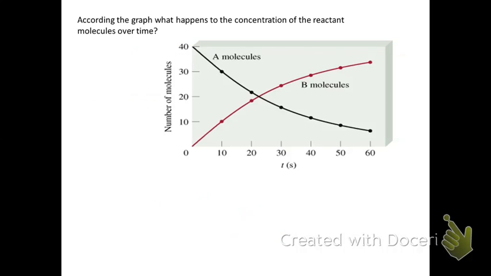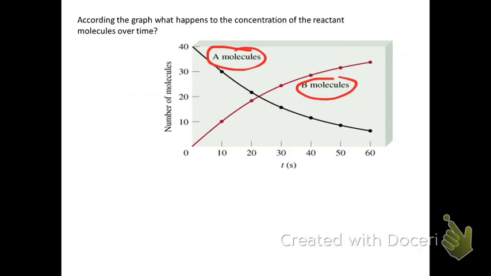So first of all, what we're going to do is look at this graph. This is a rate graph. Very common in chemical kinetics to see a graph like this. And our question is, according to the graph, what happens to the concentration of the reactant molecules over time? Okay? So, first of all, you're going to have to identify which one of these is the reactant molecules. Is it A or is it B?